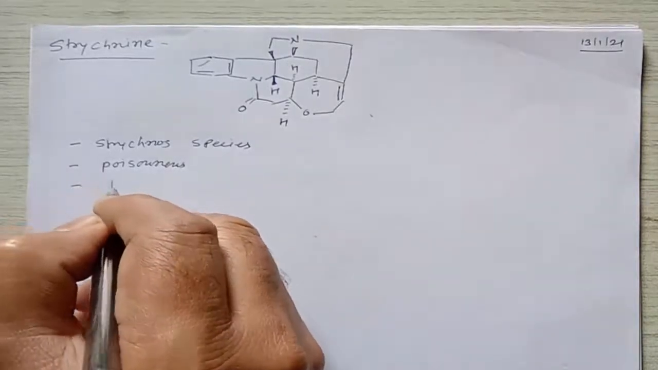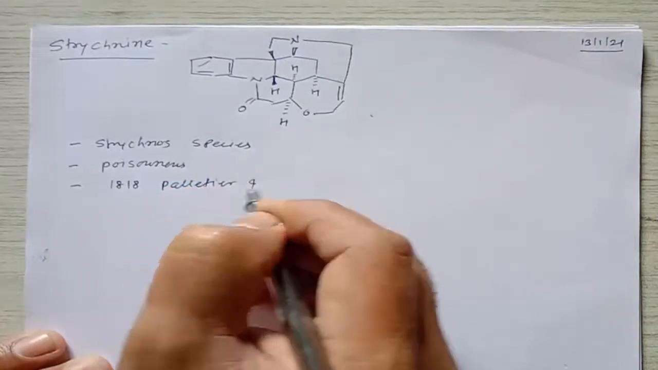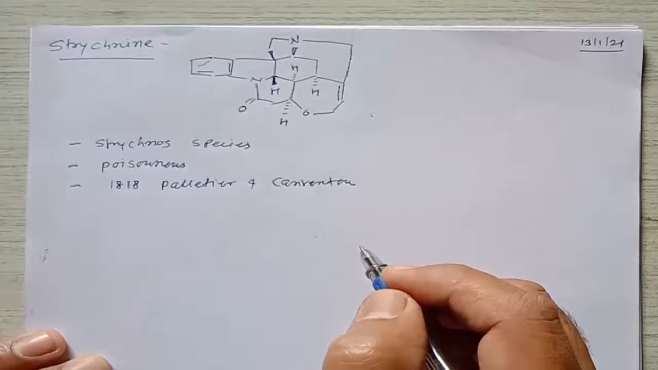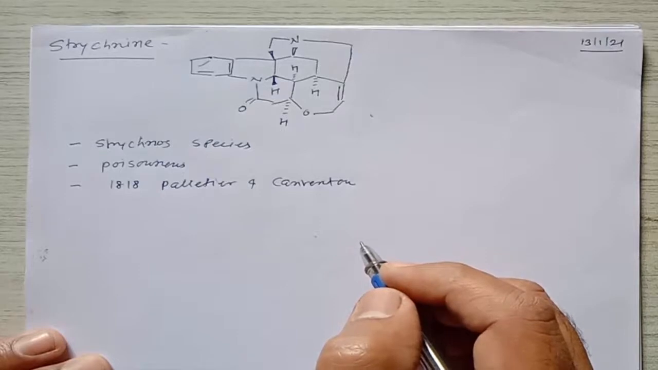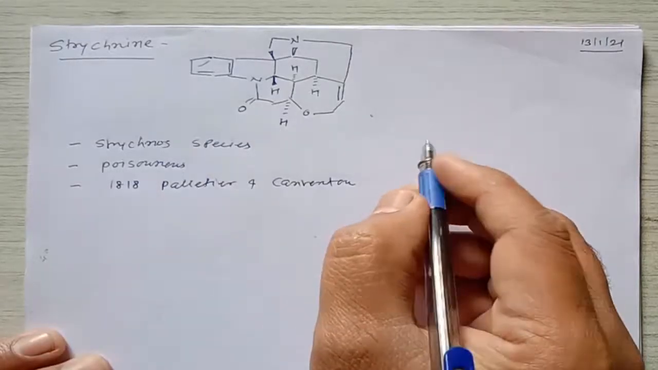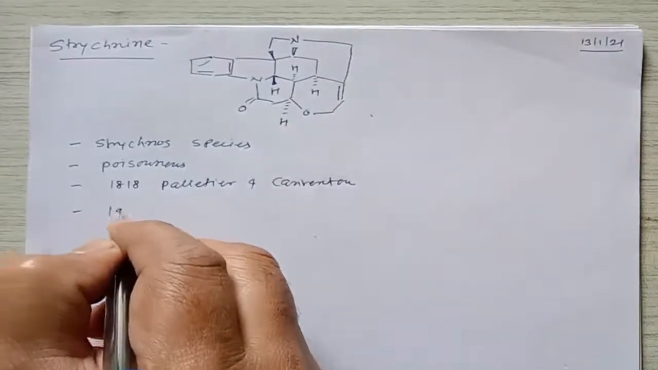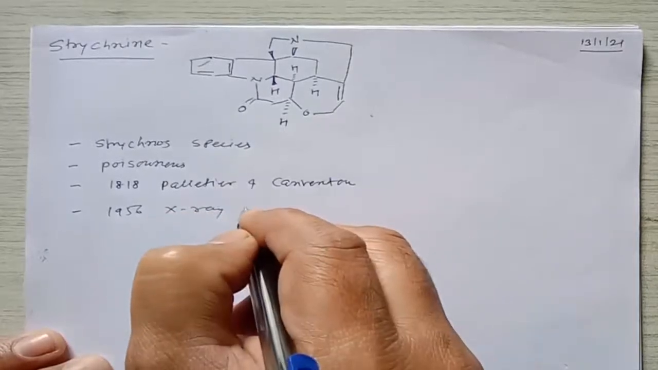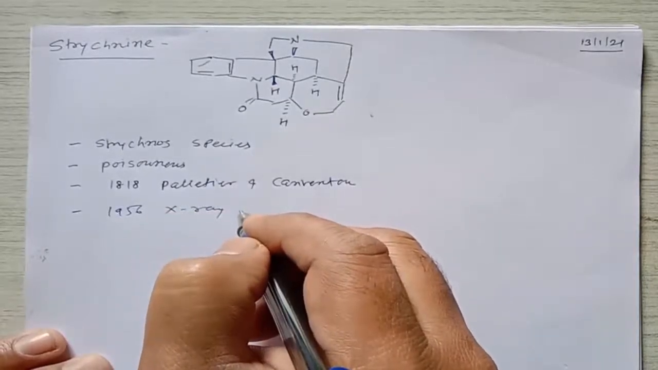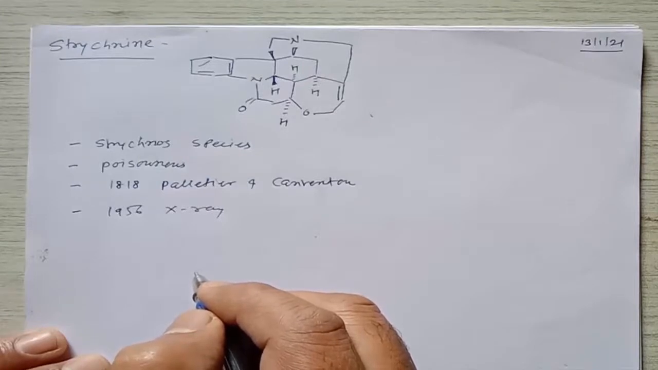Then in 1880 the scientists Pelletier and Caventou reported the isolation of strychnine from the Strychnos species in pure form. It is isolated from Strychnos ignatii. In 1956, its X-ray crystallographic structure was taken, and the X-ray crystallographic investigation confirmed the gross structure of strychnine.